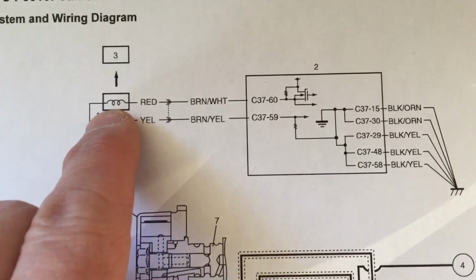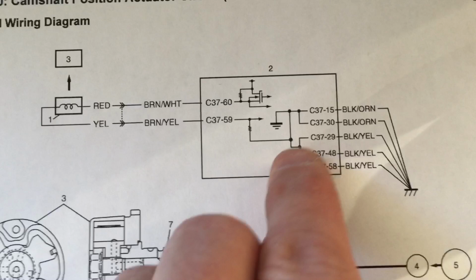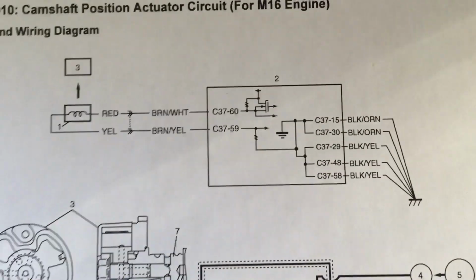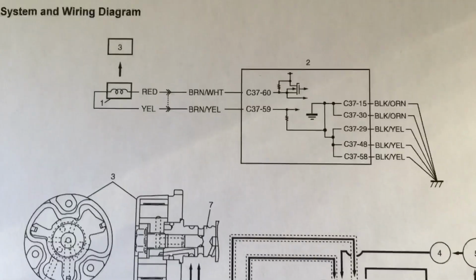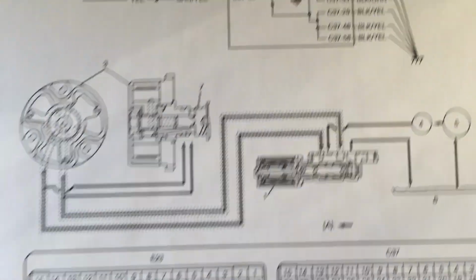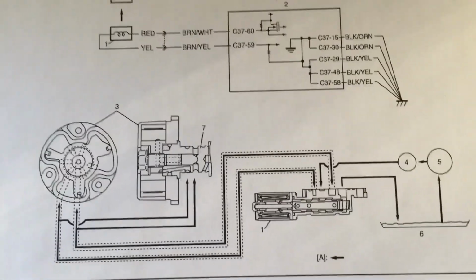Here's the oil control valve itself. That's the cam phaser, item 3, and then the return through this resistor back to ground. So I assume it's high side switched, although the manual doesn't tell you that. That's critical to know if you're looking at the duty cycling. There's the hydraulic circuit that we've already covered.